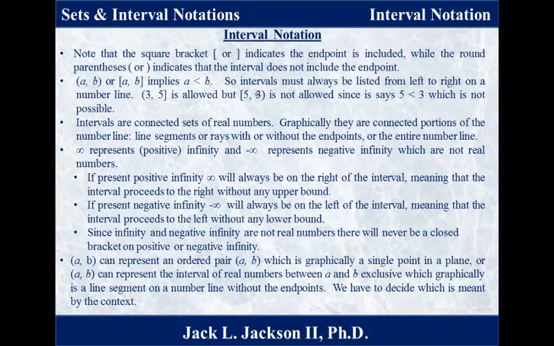Now we do have an unfortunate thing here. If you see something like parentheses a, comma, b, parentheses, it could represent an ordered pair (a, b), which is graphically a single point in a plane. However, it could also represent an interval of real numbers, not ordered pairs, but a single number, and not just a single number, a whole interval of them.